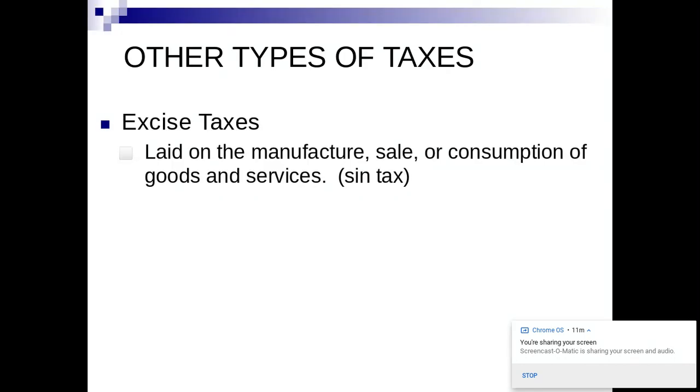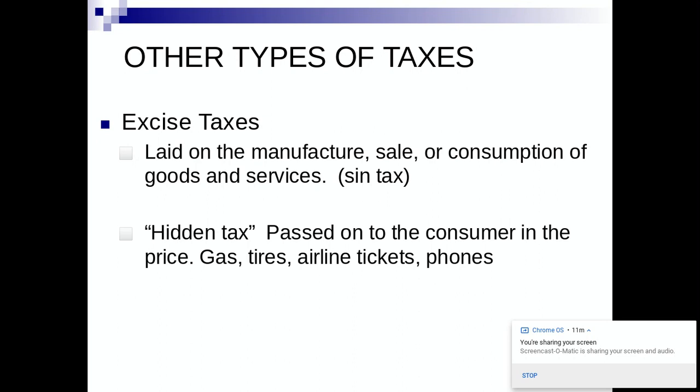Other types of taxes: there's something called an excise tax, laid on the manufacture, sale, or consumption of goods and services. They also call this the sin tax. This is actually what pays for the upkeep of our stadiums, Cleveland Browns Stadium, the Q, Progressive Field. Through the state sin tax, alcohol, casino, tobacco, all those taxes go into a fund, and those pay for the upkeep of our stadiums. It's also the hidden tax: gas, tires, airline tickets, phones.